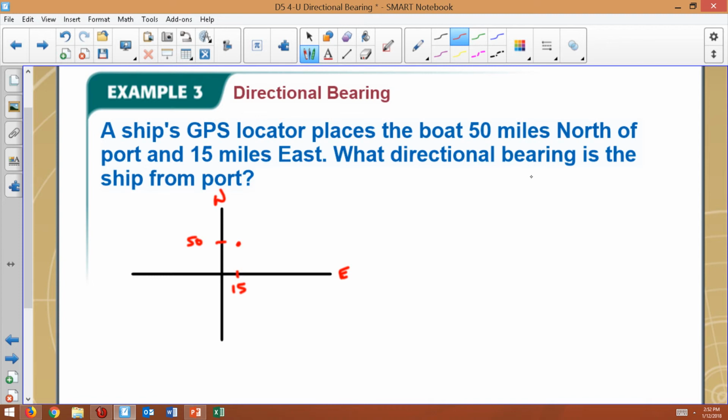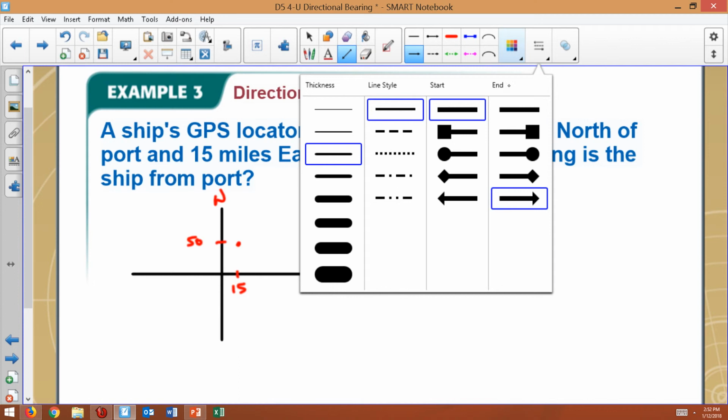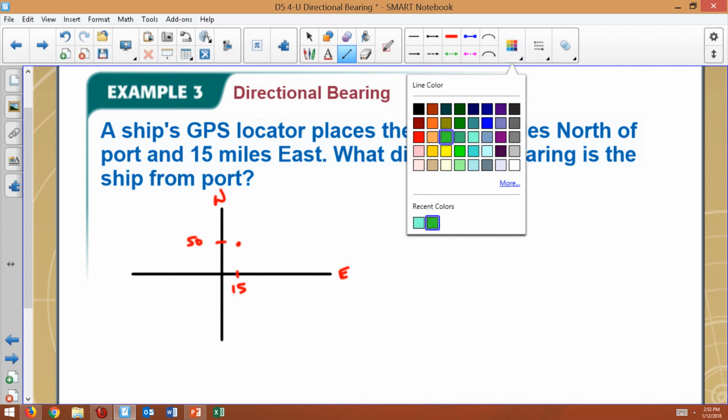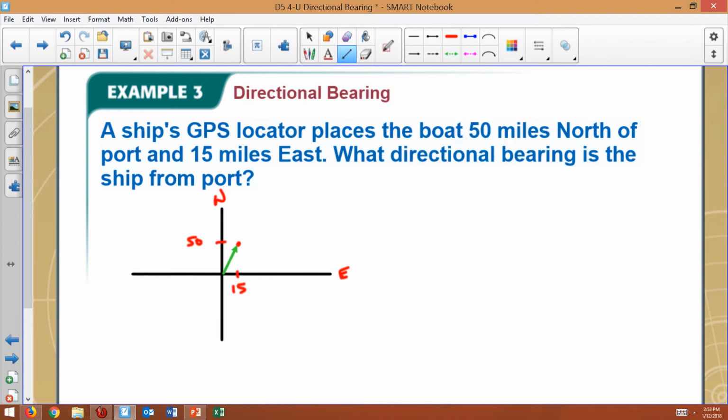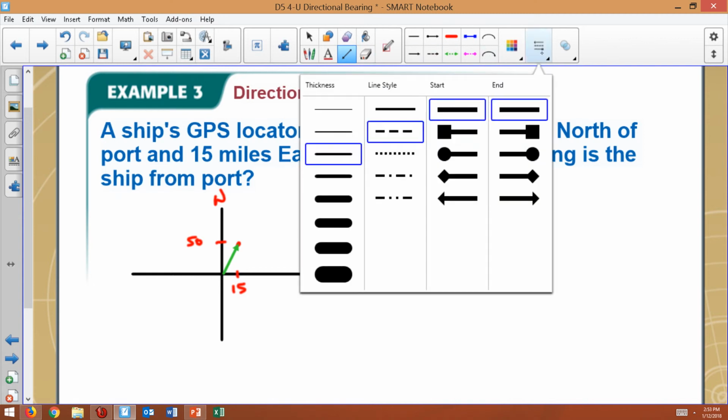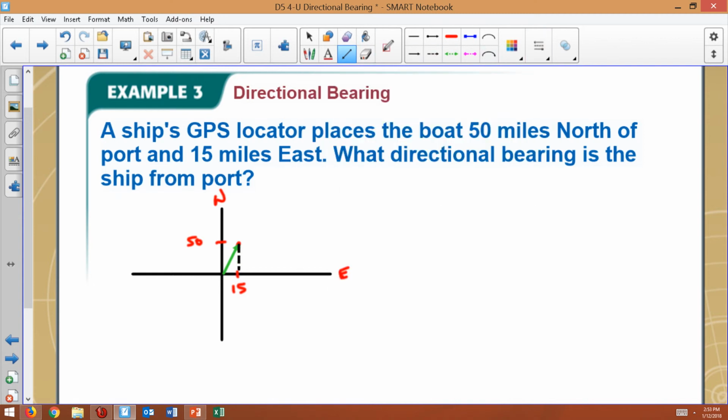What directional bearing is the ship from port? Again, bearing does not go from the x-axis. It goes from here. And so I would need to find out what this angle is here, from there to there. Now, the easiest way to do this, again, just like we did in example 2, is to do our trigonometry. And so I would draw this and connect it down here.